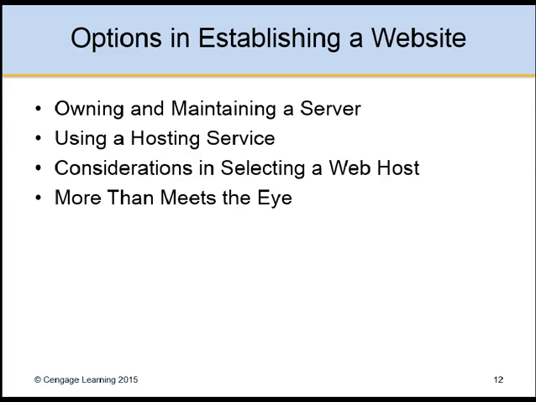So what are the options in establishing a website? Well, a website is a collection of web pages that make up information and links to the site provider's web technologies. An internet server is a computer connected to the internet backbone.